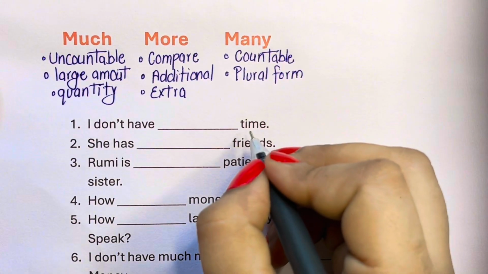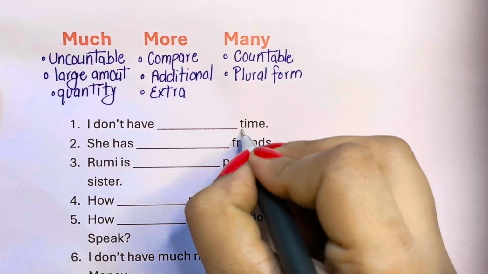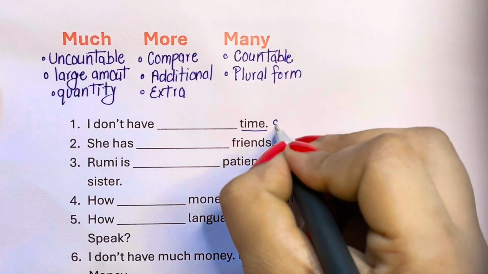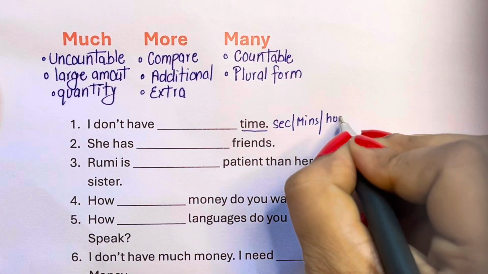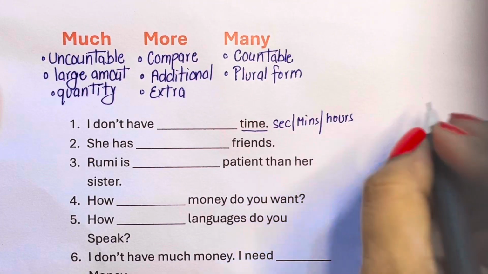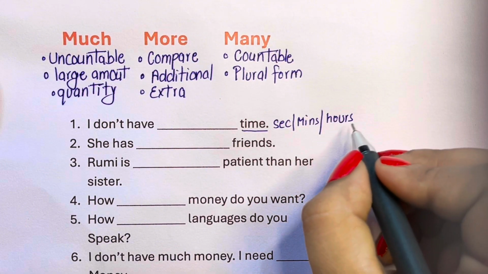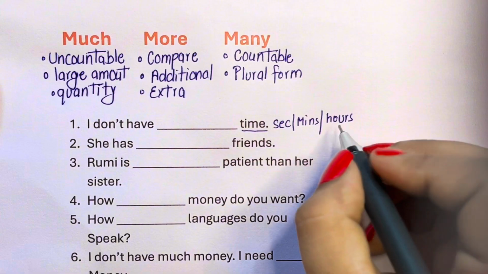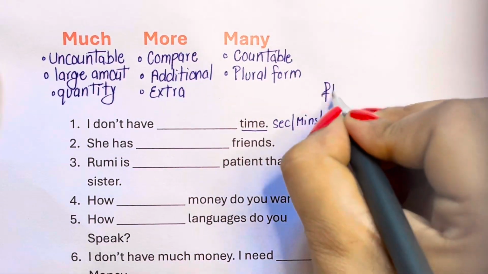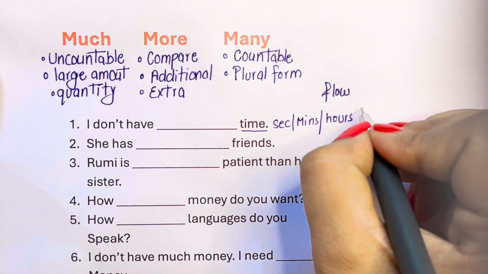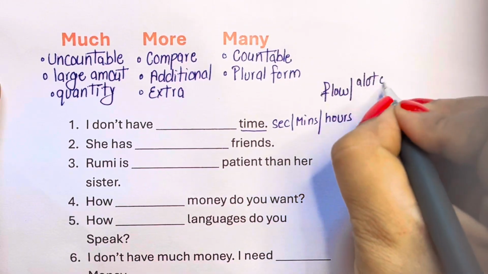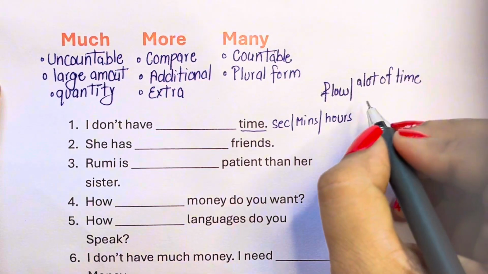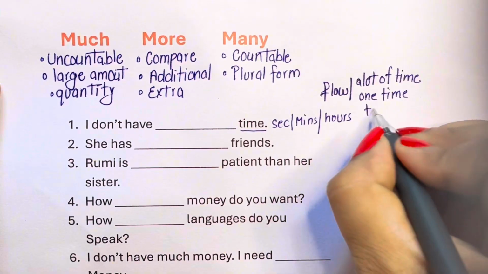Number 1. I don't have blank time. The key is time. We can count seconds, minutes, hours. But we don't count time individually. It's like a flow or duration. For example, you can say, I have a lot of time. What you can't say is, I have one time, two time.